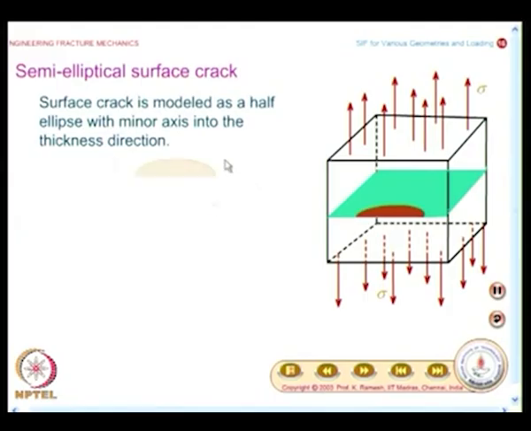When I have a semi elliptical surface crack, you have to remind yourself of the notational change. The length on the surface is taken as 2c, that is, the major axis of the elliptical flaw is taken as 2c, and the depth inside is taken as a. If I have the full form of it, it will be 2a. It is a semi elliptical flaw we are considering, and you make a neat sketch of this and consider that this is an infinite object with a surface flaw.